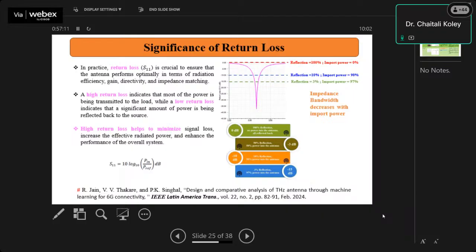Whenever we think about antenna design, one of the important parameters is known as return loss. As the majority of antenna people know, one minute.